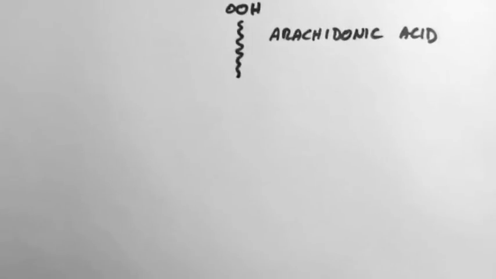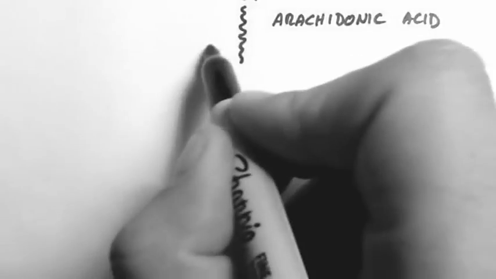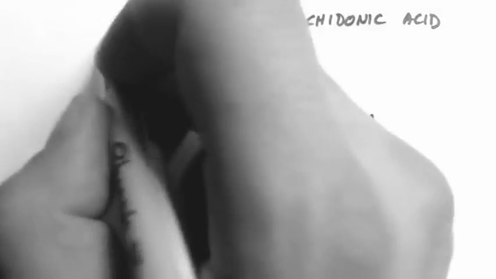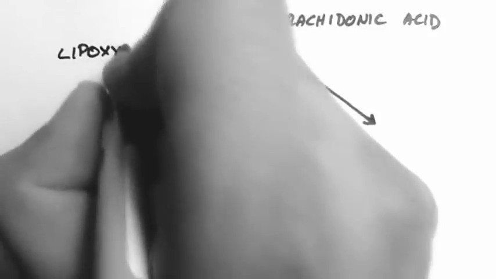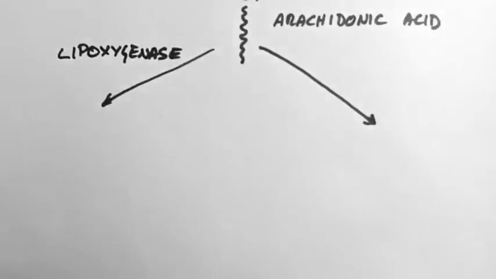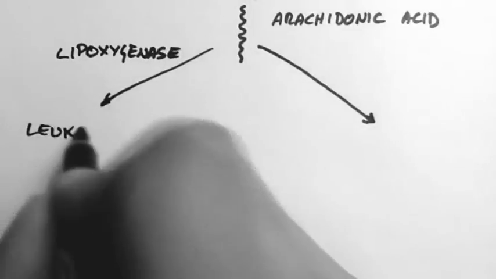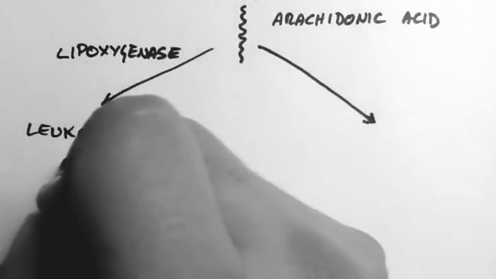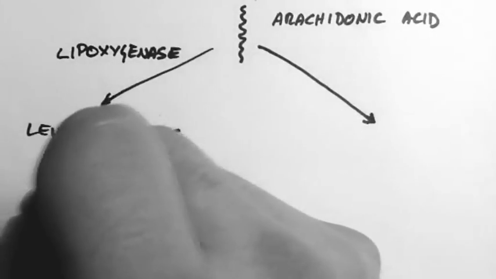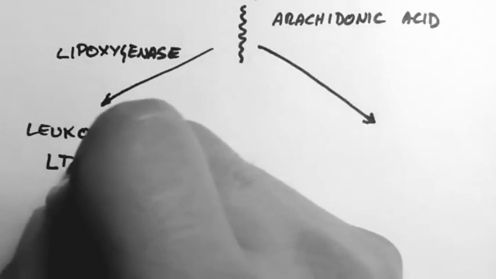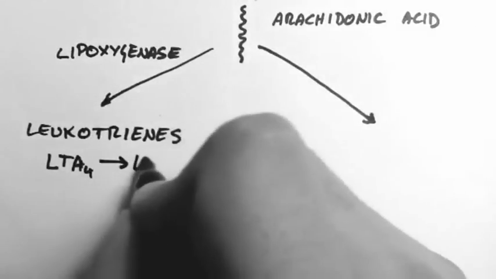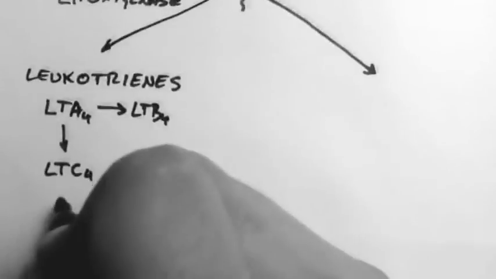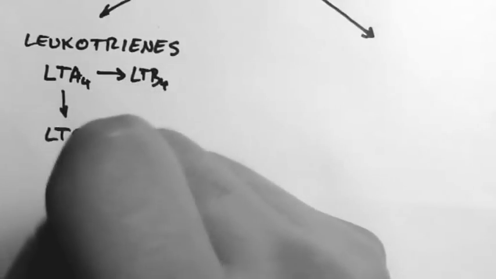Now there are two major pathways that arachidonic acid can take. I'll look at this pathway first. This is a less important one. It gets converted by lipoxygenase, which is another enzyme, into the leukotrienes, which are a group of molecules named leukotriene A4, which can be converted into leukotriene B4, leukotriene C4, or eventually leukotriene D4.